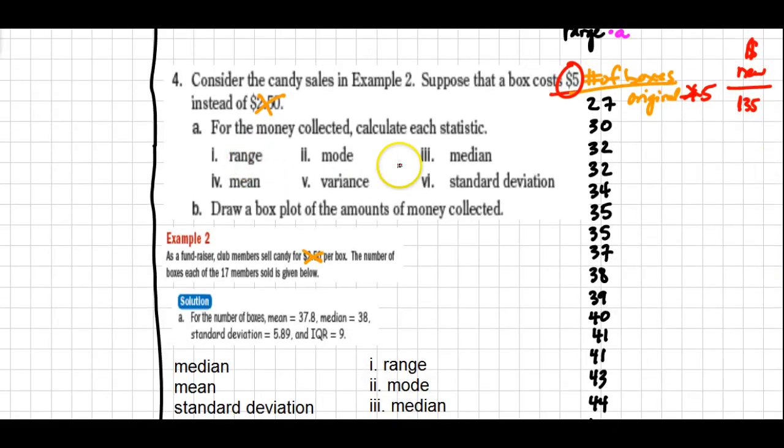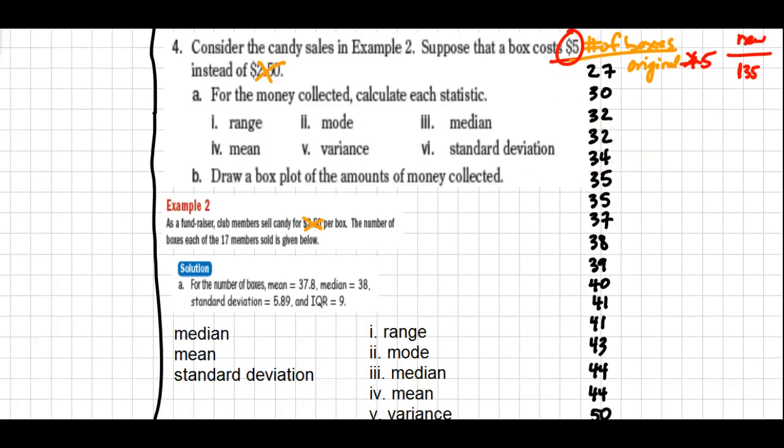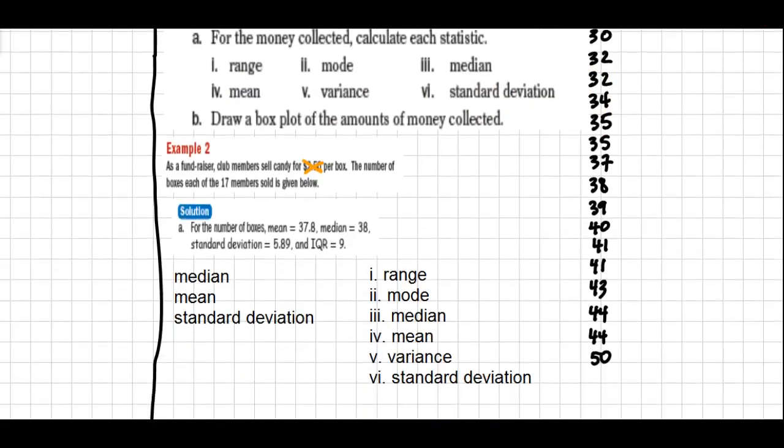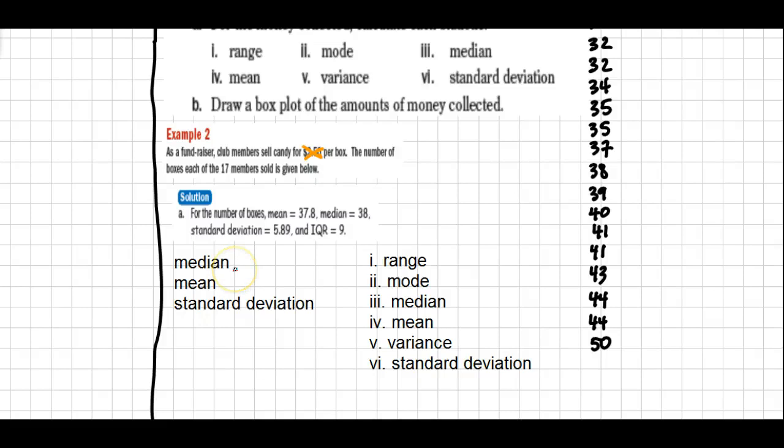So let's look at what they want us to actually do. They want us to calculate these 6 things, and some of those things were already calculated in example 2 in the book. In fact, they calculate the median, the mean, and the standard deviation. They've already done that for the boxes collected, for the list that we have here on the right. So their median was 38, and that's again of these numbers here. The mean was 37.8, and the standard deviation was 5.89. So we can utilize that information to answer our question for 4A. Let's jump right into the median.